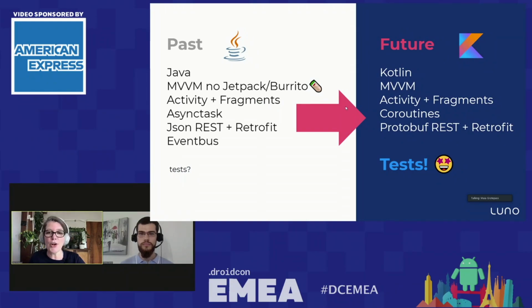So what do we want to have? We want a code base that is largely Kotlin. We want to continue using the MVVM pattern, but we want to use the Jetpack libraries. We are keeping our pattern of a single activity with multiple fragments. Instead of AsyncTask, we wanted to move to coroutines. We wanted to keep our REST and Retrofit combination, but use protobuf for the payload. And we definitely wanted more tests.